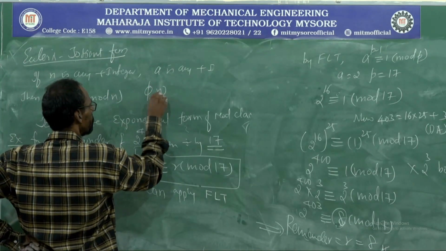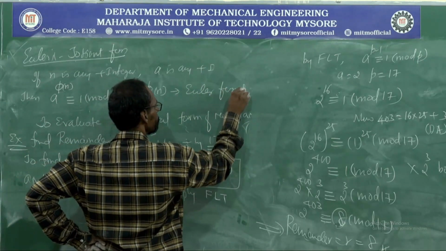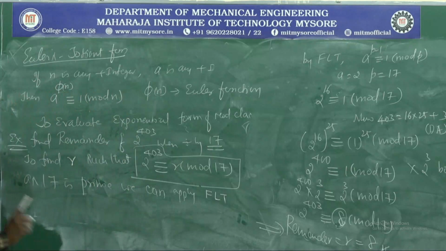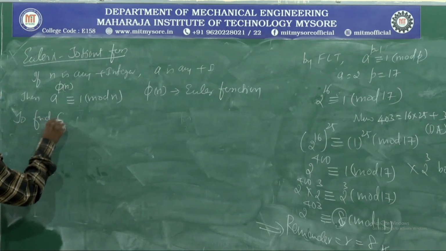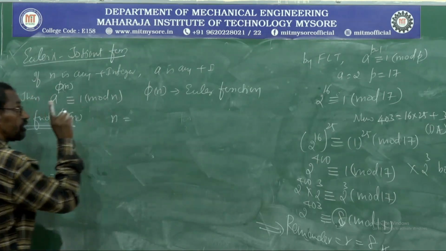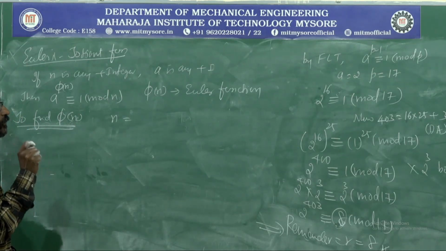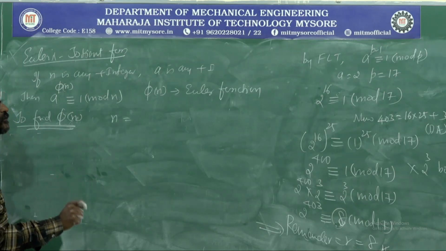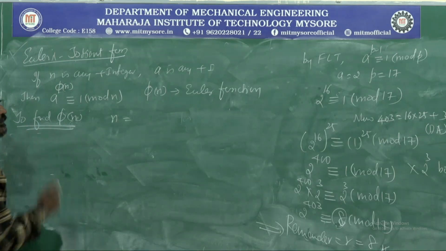What is phi of n? Phi of n is Euler's function. First I will explain what Euler's function is, then I will take one case study, then I will wind up the process. To find phi of n, you take, can you remember, in the last session I explained the unique factorization theorem. The unique factorization theorem is the fundamental basis to find phi of n.